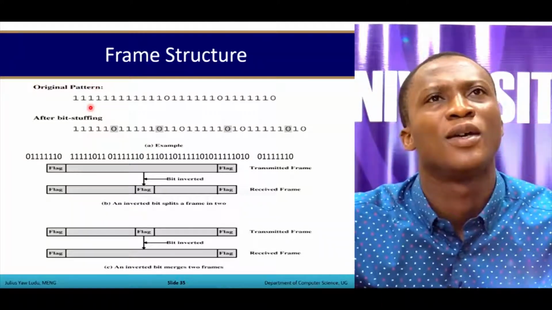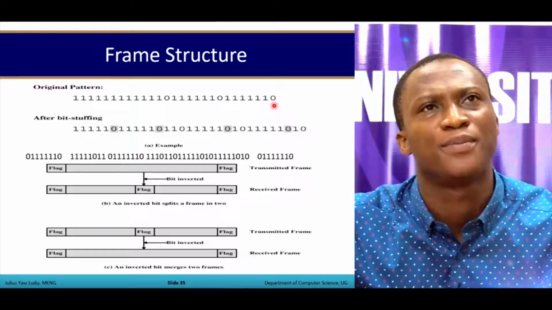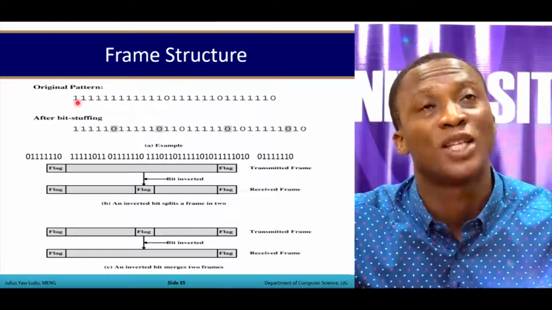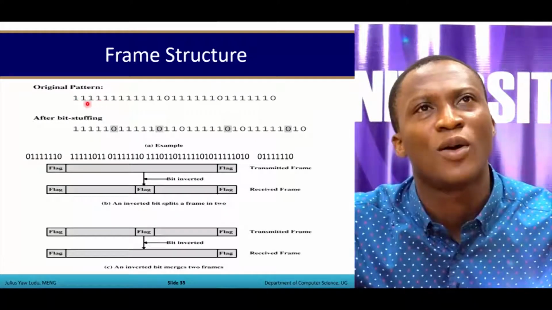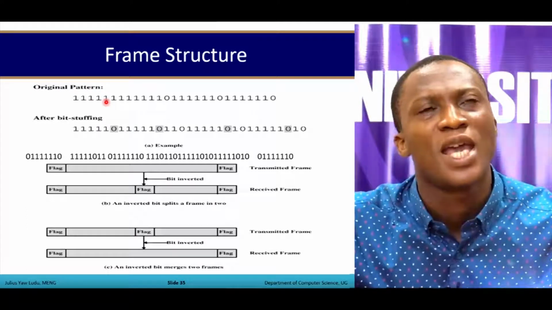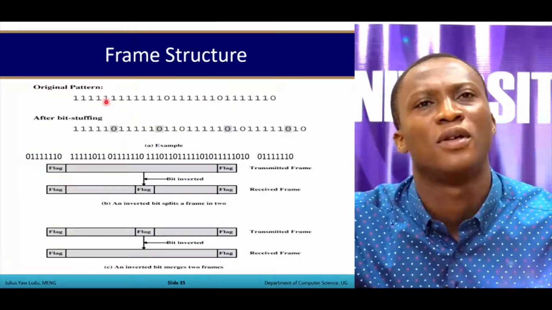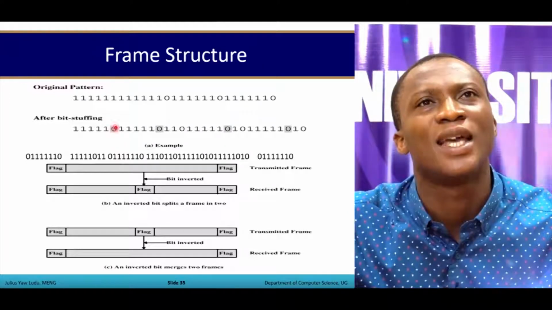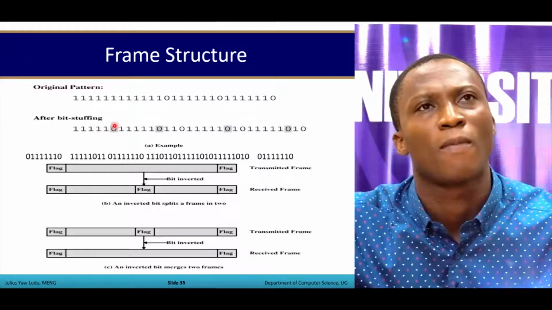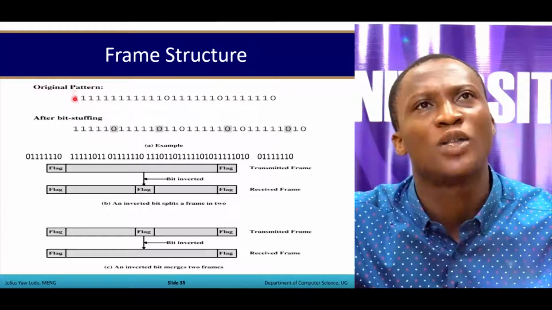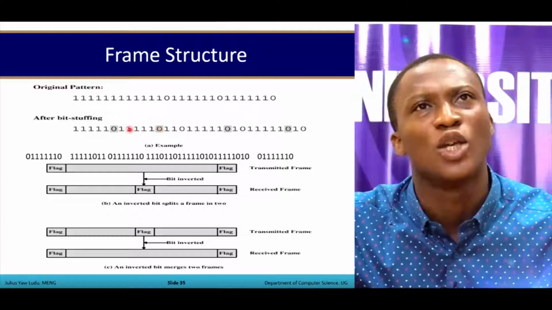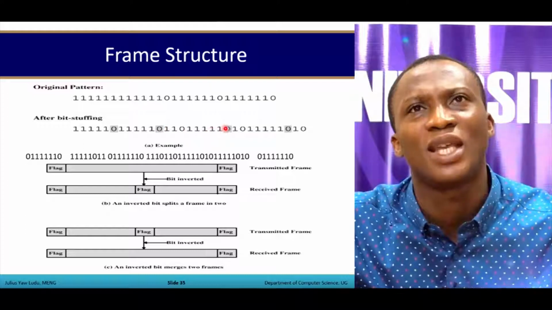Above is the original pattern we want to transmit. The transmitter looks at these bits and counts 1, 2, 3, 4, 5. If it sees the first 5 bits as 1, it will insert a 0. So you see that we have 1, 2, 3, 4, 5, and the next bit is 0. Then it continues 1, 2, 3, 4, 5, and then it inserts again. So these are the bits that have been inserted.